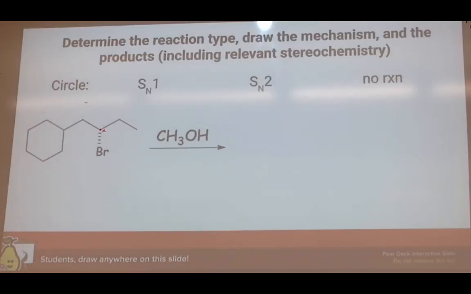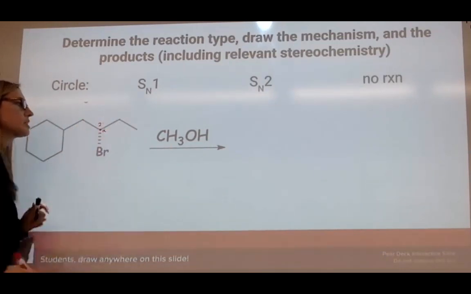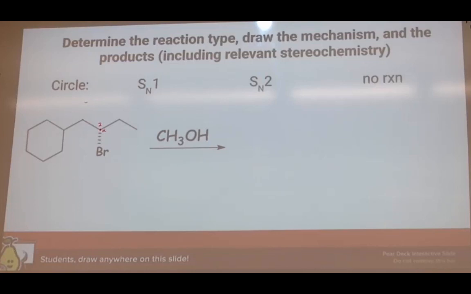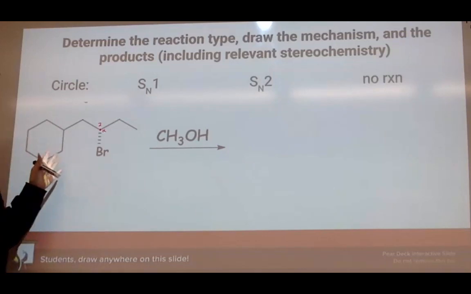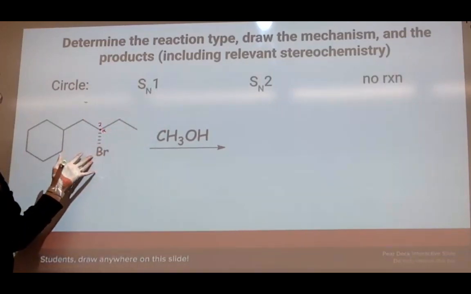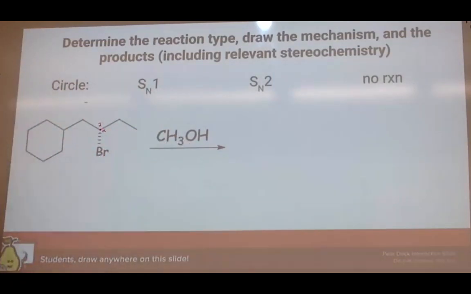Is this primary, secondary, or tertiary? Secondary, has two other carbons connected to it. So again, secondary could be SN1, could be SN2. A lot of what we look at is going to be secondary because we have to pick which reaction will occur after we look at the type of carbon. We're not limited to the reaction based on the carbon. Now we look at what's above the arrow. In this case, our nucleophile and our solvent are the same substance. So this is methanol.